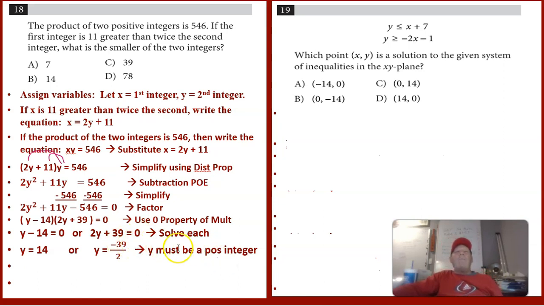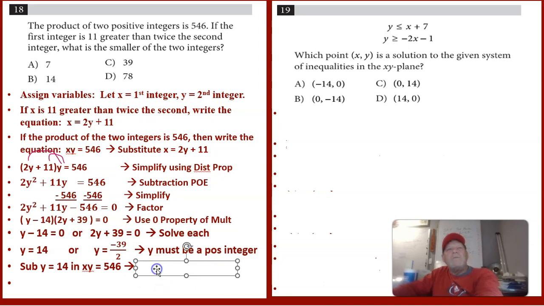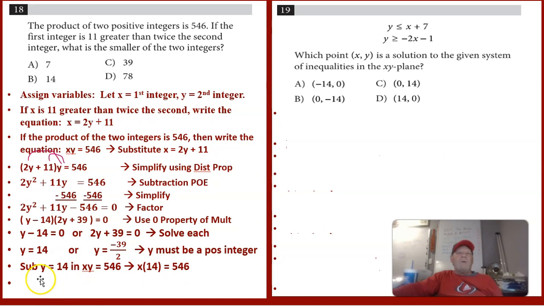And it says y must be a positive integer. Where did I get that from? Up here, the product of two positive integers. So I don't use the negative 39 over 2. I use the 14 and substitute it back in to this xy equals 546. Okay, so when I substitute that in, I get x times 14 equals 546.